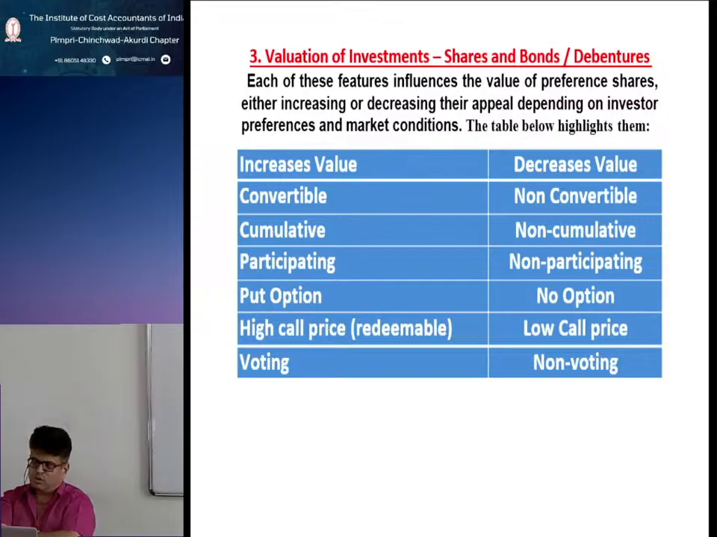If the preference shares are non-cumulative, then it decreases the value. If the preference shares are participating, then it increases the value. If they are non-participating, it decreases the value. If the put option is there in preference shares, then it increases the value. If there is no option, then it decreases the value. If there is a high call price, that is redeemable, then it increases the value. If low call price, then it reduces the value. And voting rights, if at all there, increase the value, and non-voting rights decrease the value. So this is the way the value of preference shares gets influenced, either increased or decreased, by the various features of preference shares.